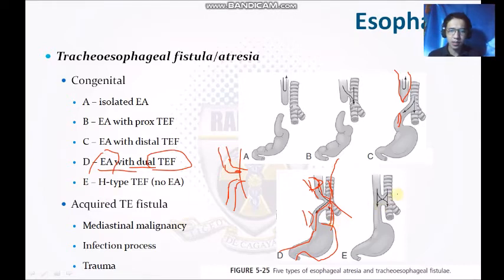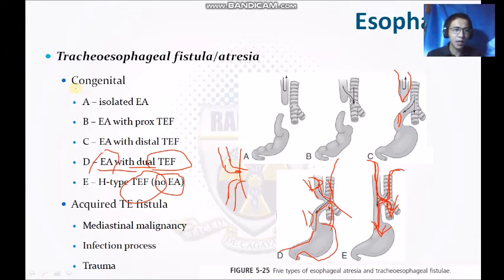Okay, and then the last one is the H-type TEF. H-type tracheoesophageal fistula, but there is no EA. Okay, so that means your esophagus is not cut, but your esophagus is connected to your trachea. That means there is a hole in your esophagus and a hole in your trachea, and the two connect. So what will happen is they can mix. Air from the trachea can enter the esophagus and go towards the stomach. And also, milk entering the bronchial system is dangerous because that would result in the patient having difficulty of breathing because of the fluid content.